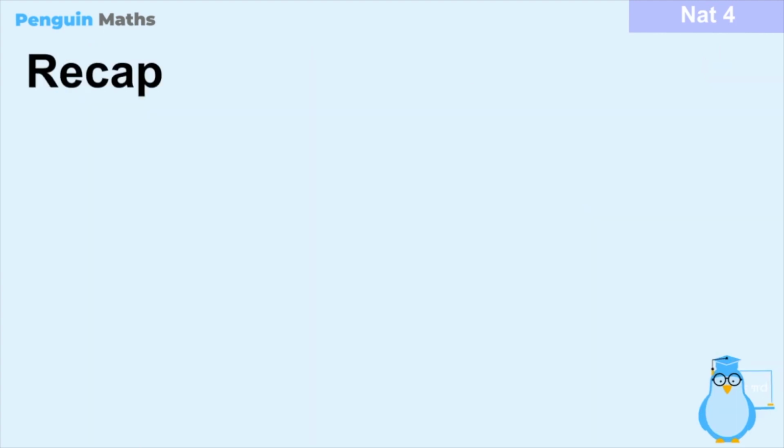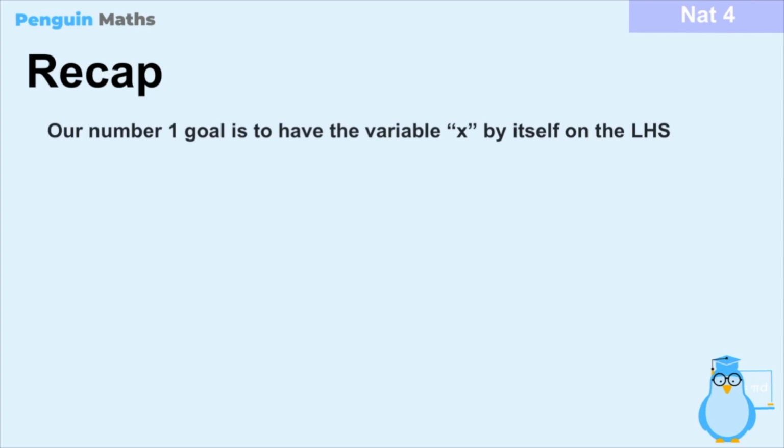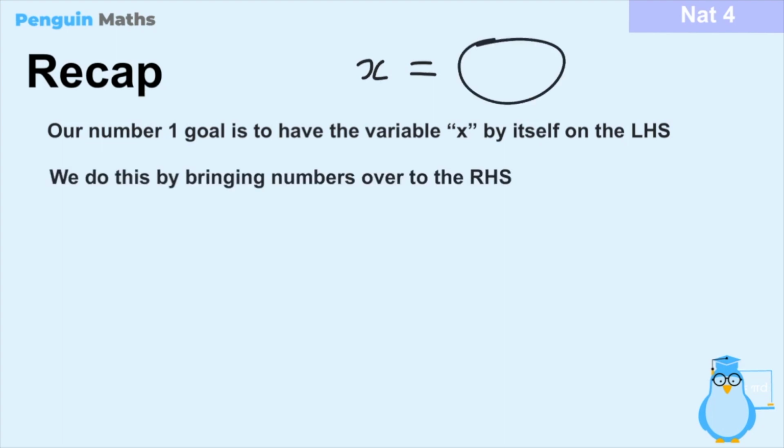So we've covered a lot in this lesson, so let's recap what we've learned about equations. So our number one goal when solving an equation is to have the variable, normally x, by itself on the left hand side, or in other words in the form of x equals something. And that means all of the other numbers within the equation, we want them over to the right hand side, and the way we do that is by changing the sign once we've changed the side.